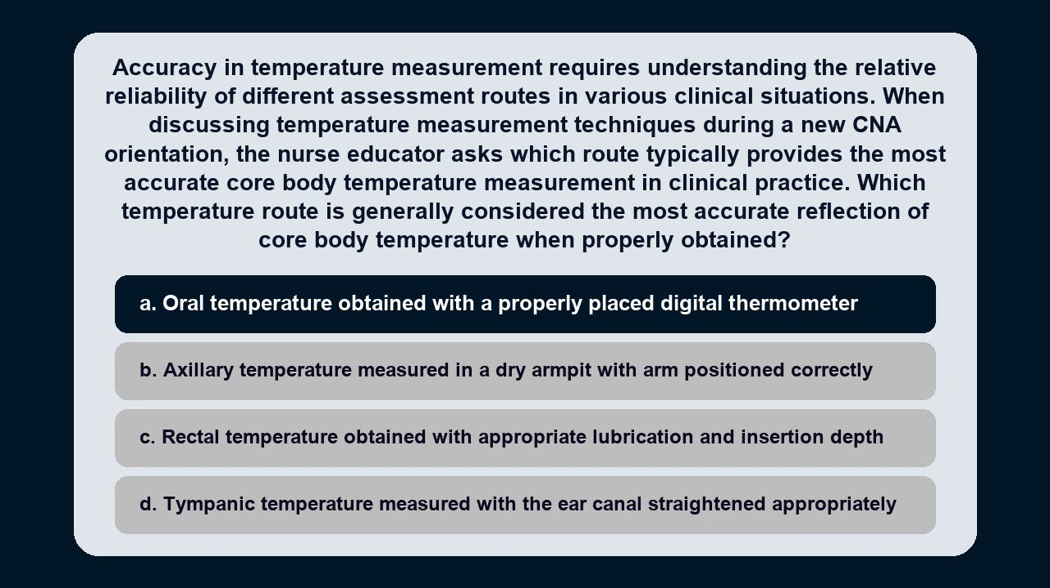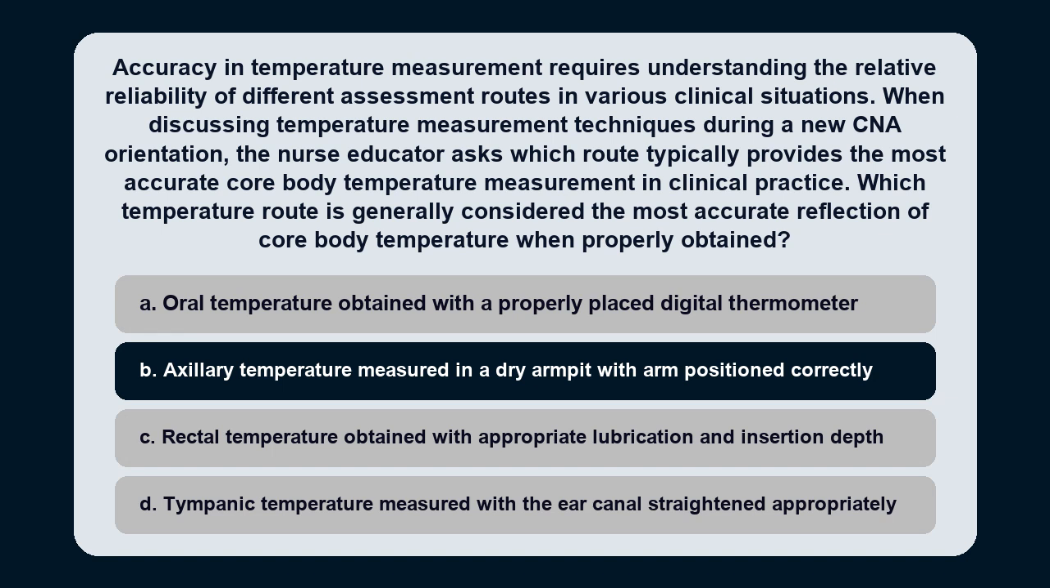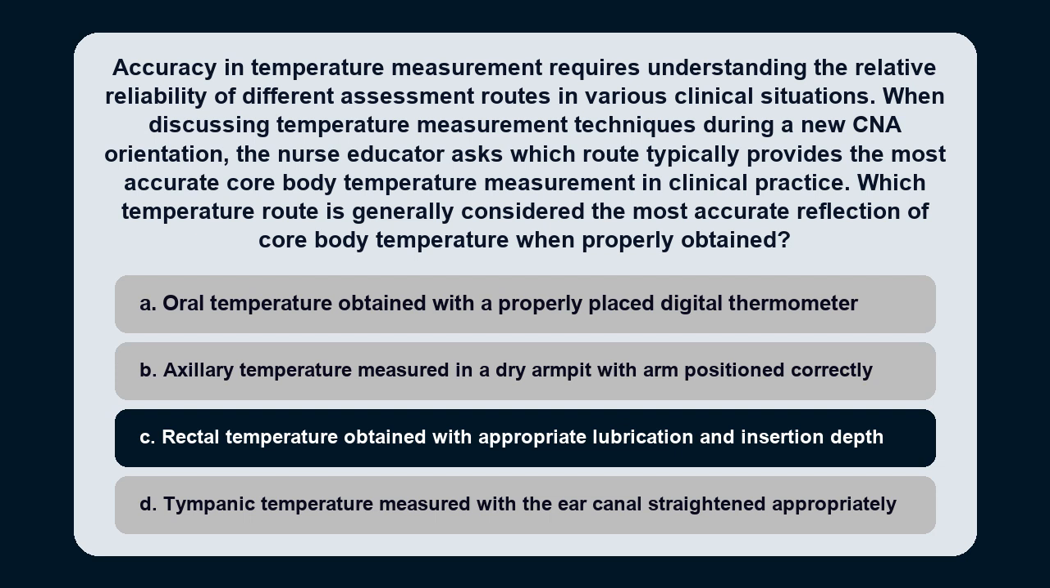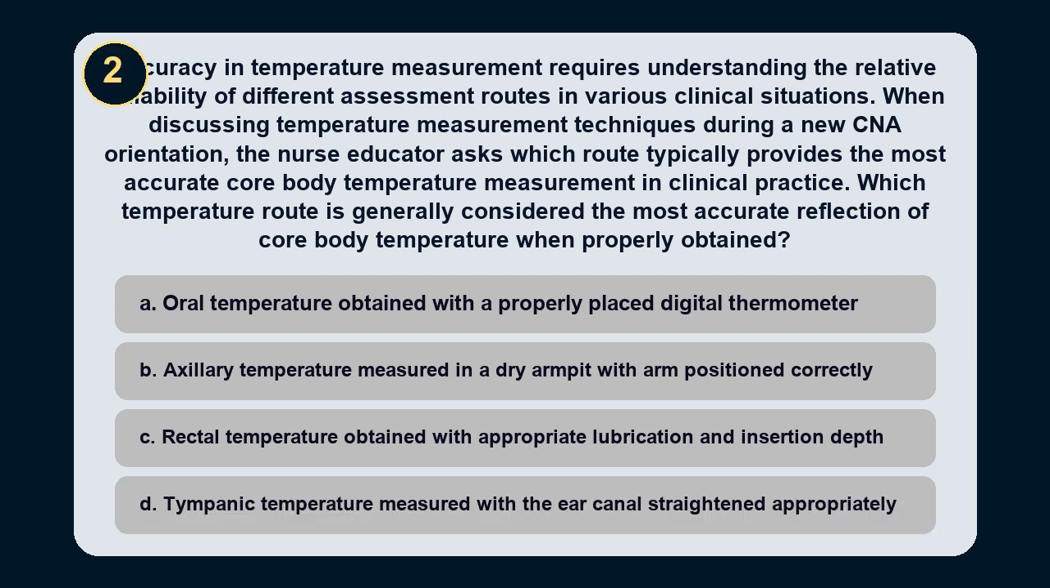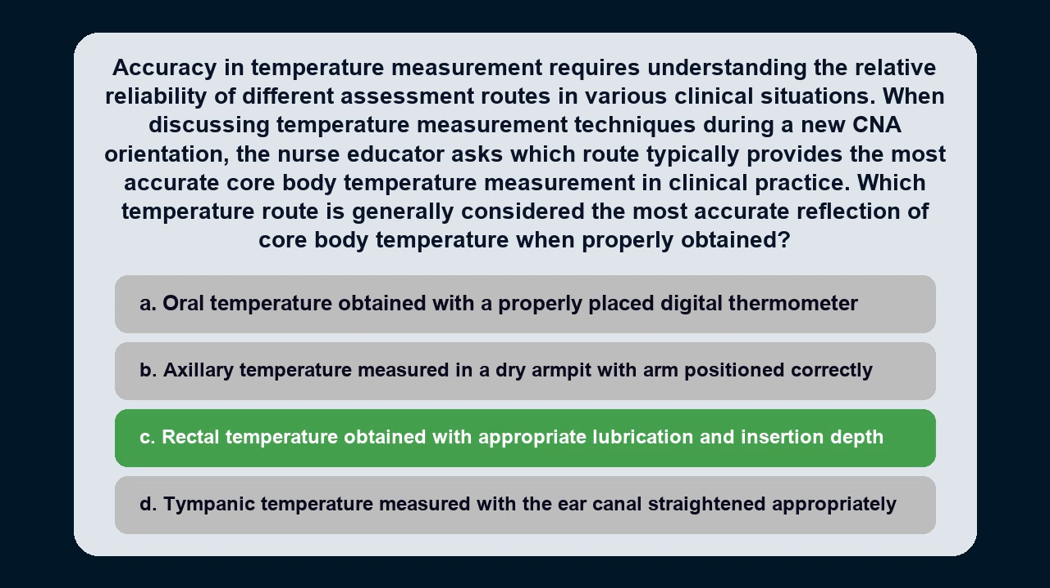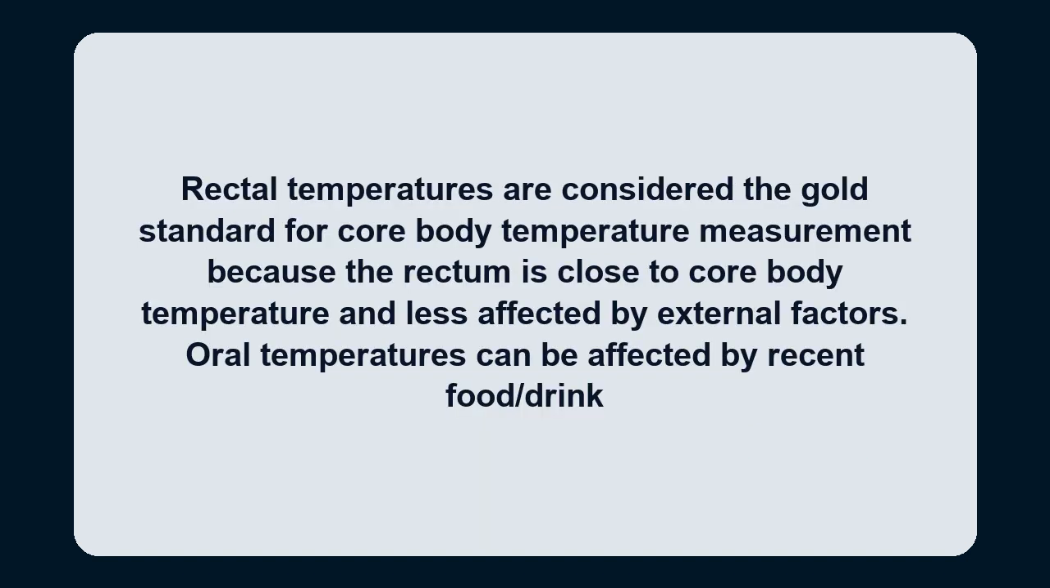Option A. Oral temperature obtained with a properly placed digital thermometer. Option B. Axillary temperature measured in a dry armpit with arm positioned correctly. Option C. Rectal temperature obtained with appropriate lubrication and insertion depth. Option D. Tympanic temperature measured with the ear canal straightened appropriately. The answer is C. Rectal temperatures are considered the gold standard for core body temperature measurement because the rectum is close to core body temperature and less affected by external factors. Oral temperatures can be affected by recent food or drink.